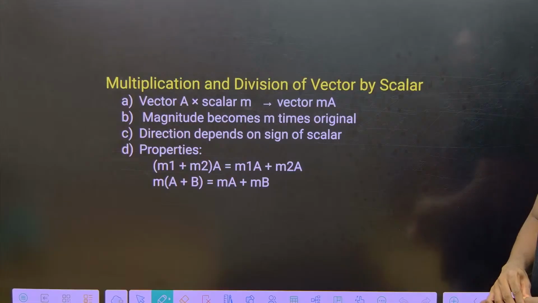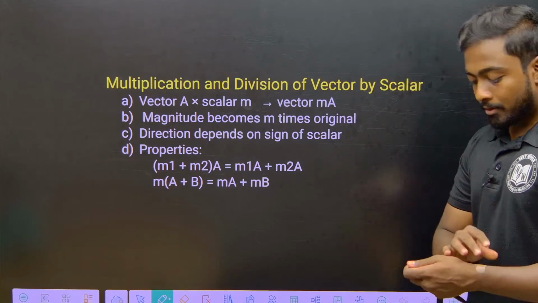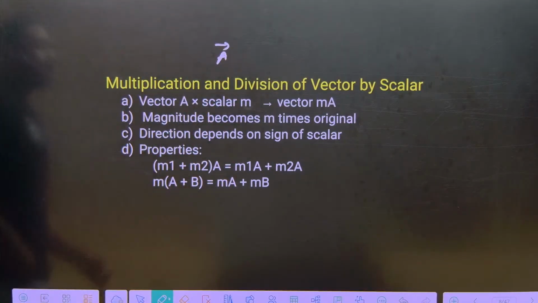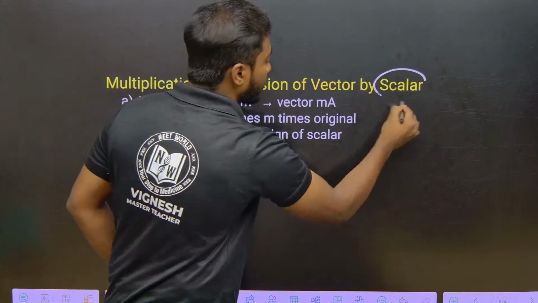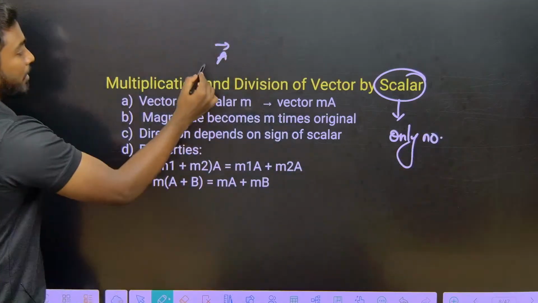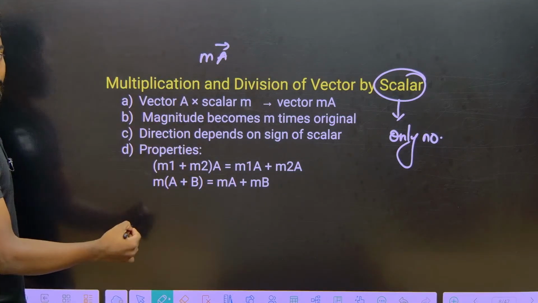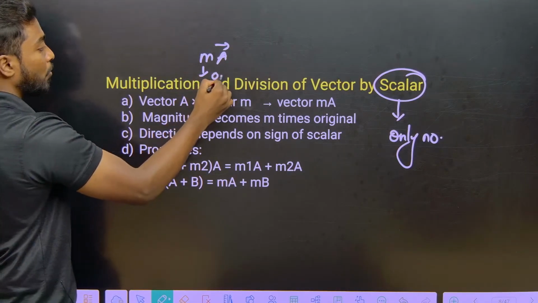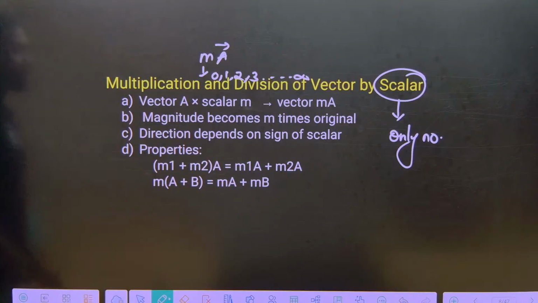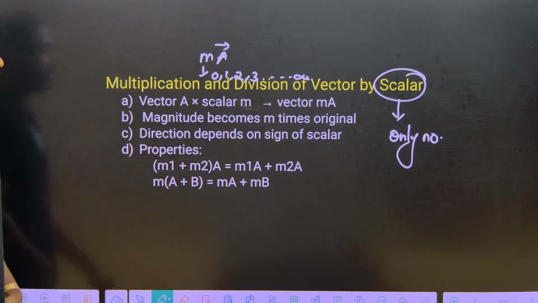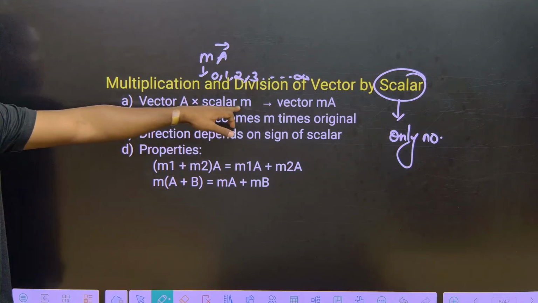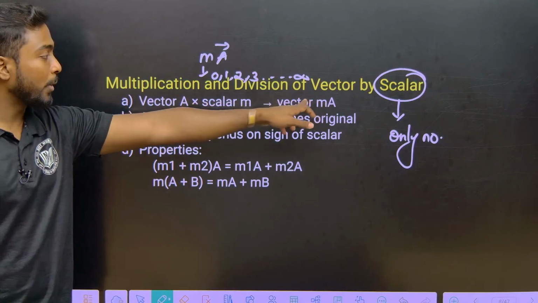So next is multiplication and division of a vector by a scalar. By scalar in the sense, if I consider a vector A, scalar is nothing but a number. It's only a number. So multiply by a number, let me consider m. m can be 0, 1, 2, 3 up to infinity. If I multiply any vector with a scalar, I'll get again a vector only. Vector A into scalar m is a vector, like vector mA.